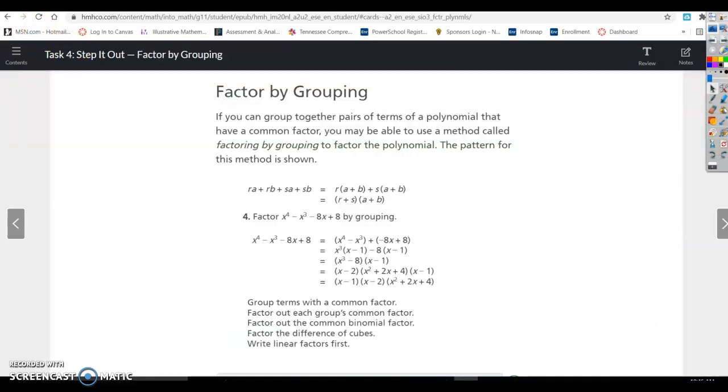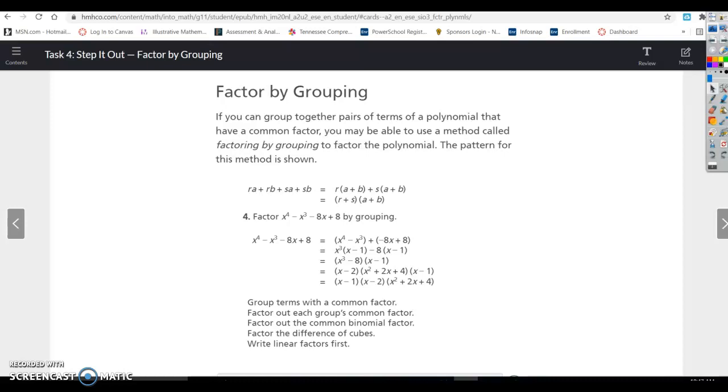All right, 4.4, task 4, factor by grouping. If you can group together pairs of terms of a polynomial that has a common factor, you may be able to use the method called factoring by grouping to factor the polynomial. The pattern for this method is shown.